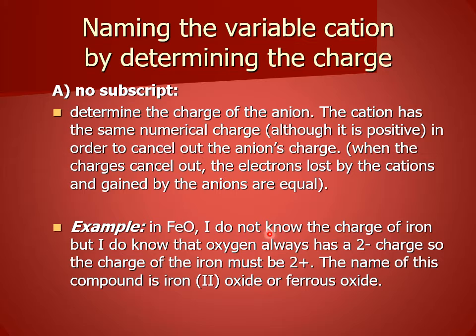Here's the example. FeO. I don't know the charge of the iron, but I do know that oxygen is always a negative 2 charge. So if oxygen up here is a negative 2, the iron must be a positive 2 to numerically cancel that out. And so therefore, this thing is iron, Roman numeral 2, oxide, or you use the Latin, ferrous oxide.